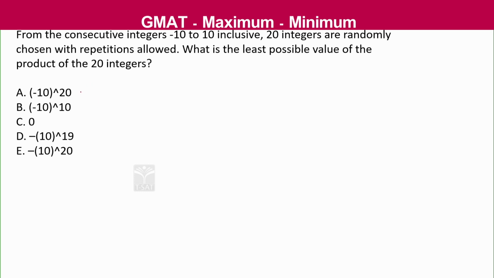So the least possible value in the options is minus 10 to the power of 20, which is nothing but 10 to the power of 20, because it is an even power. The minus sign will become plus. So this and minus 10 to the power of 10 cannot be our least value in the options. The least value is not 0 also. It is minus 10 to the power of 20. Is it possible that we select 20 integers from minus 10 to 10 with repetitions allowed? So you have 20 integers from minus 10 to 10.